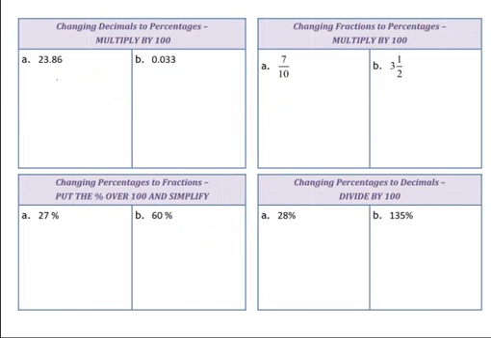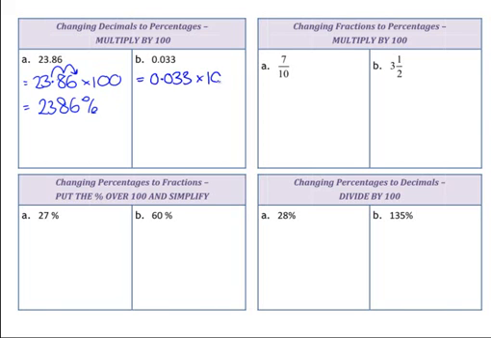So let's look at some examples here. Changing decimals to a percentage, we just multiply by 100. So here it's 23.86 times by 100. Now you can go to your calculator or you just move the decimal point twice because there's two zeros in 100. So 2386%. Yes, you can have a percentage greater than 100. Things increase.